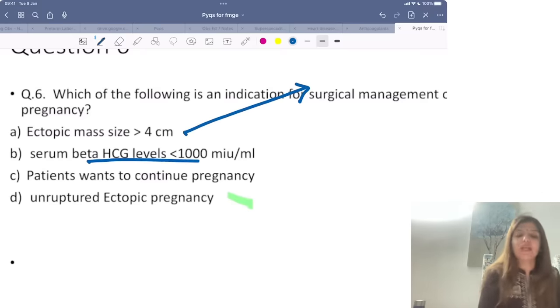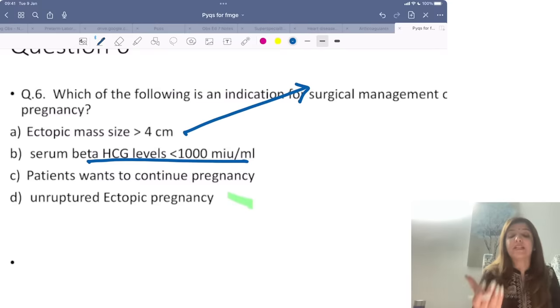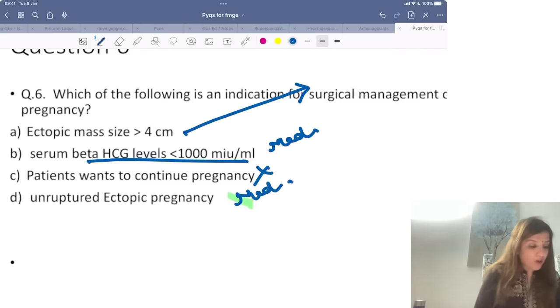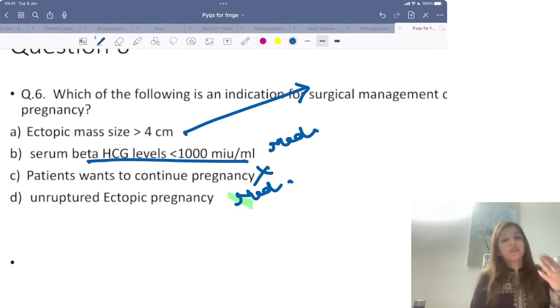Beta HCG less than 1000. A beta HCG less than 1000 hai, toh obviously medical management. Patient wants to continue pregnancy. This is a very faltu option which they have given. Unruptured ectopic mein, medical management. So the answer over here is option A. If the size of the ectopic is more than 4 centimeters, then you have to go for surgical management.